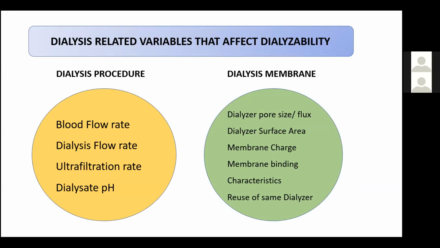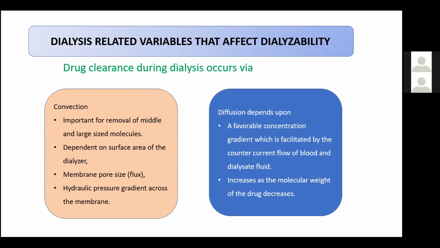Like we have understood the drug characteristics that affect dialysability, there are also the dialysis-related variables that affect dialysability, like the blood flow rate, the dialysate flow rate, and the ultrafiltration rate. And the membrane properties, like the pore size, meaning the flux of the filter, high flux or low flux dialyzer, and the surface of the membrane. So these are the important properties.